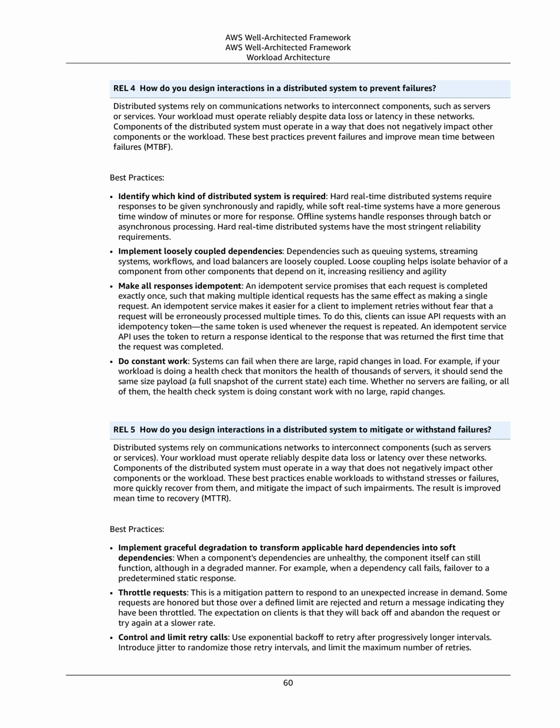Throttle requests. This is a mitigation pattern to respond to an unexpected increase in demand. Some requests are honored, but those over a defined limit are rejected and return a message indicating they have been throttled. The expectation on clients is that they will back off and abandon the request or try again at a slower rate. Control and limit retry calls. Use exponential backoff to retry after progressively longer intervals. Introduce jitter to randomize those retry intervals, and limit the maximum number of retries.